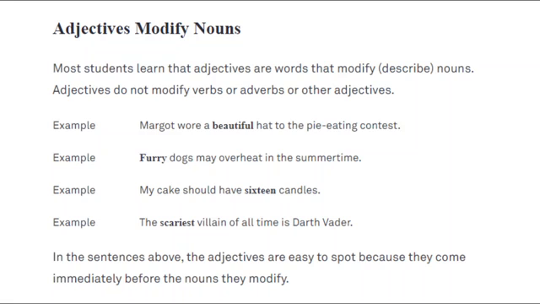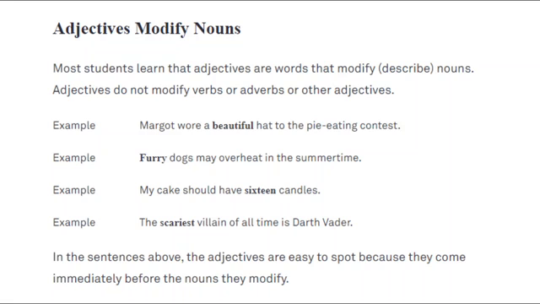Now let's see the next example. My cake should have 16 candles. Here 16 is an adjective. Why? Because it is modifying the noun candles. How many candles? 16 candles. 16 is a number, but any type of number comes under the category of adjective because it describes a noun.